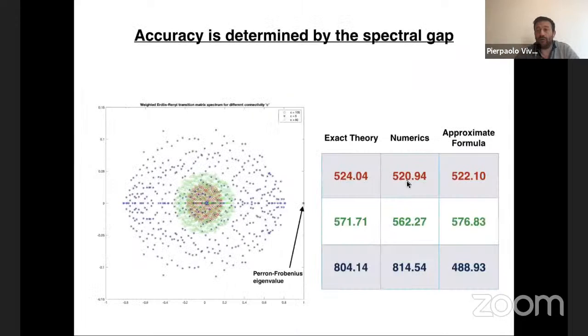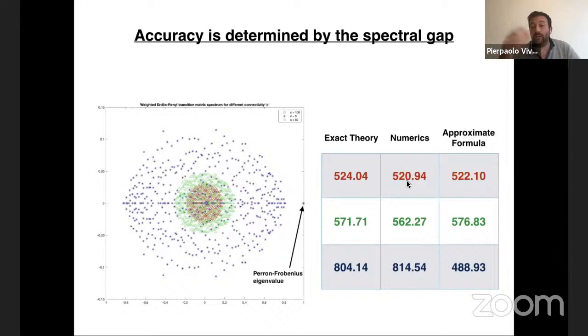Just to say, finally, the accuracy of our formula, which may also go wrong, of course, is determined by the spectral gap of the matrix A, the spectral gap between the Perron-Frobenius eigenvalue and the blob of all the other eigenvalues. This is an example for the case of mean first passage time and the transition matrix of the corresponding walker, depending on the connectivity C. So the blob of eigenvalues invades the complex plane as the connectivity decreases.